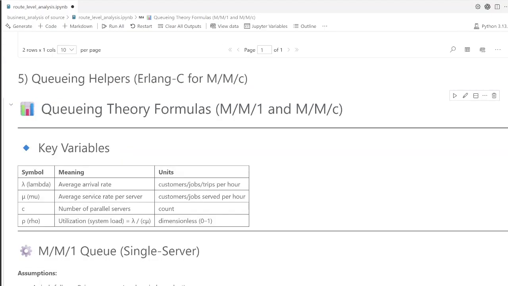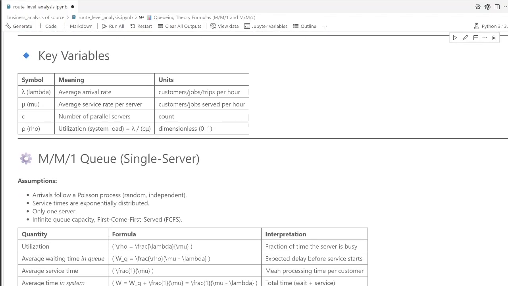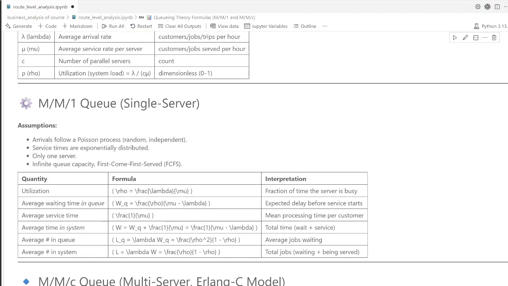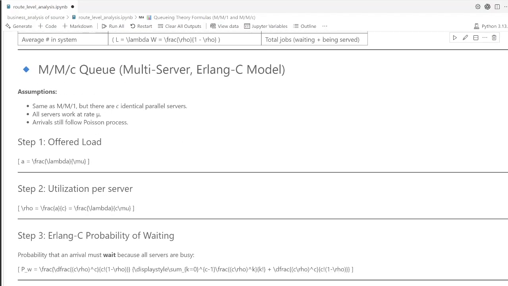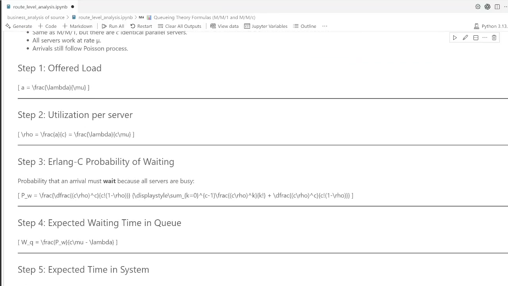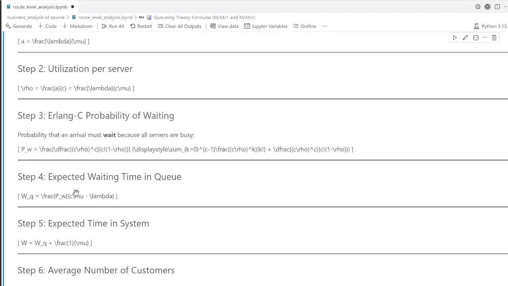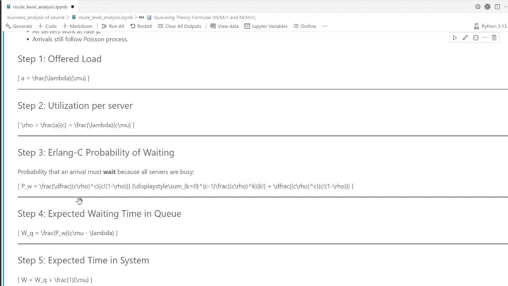Now that we know the meaning of all these variables, let's see how we can use the MM1Q or MMCQ analysis to find out the congestion and expected times. For both these analyses, the process remains the same, which is the 6 steps mentioned here. First, we calculate the offered load, which is given by the ratio of lambda to mu.